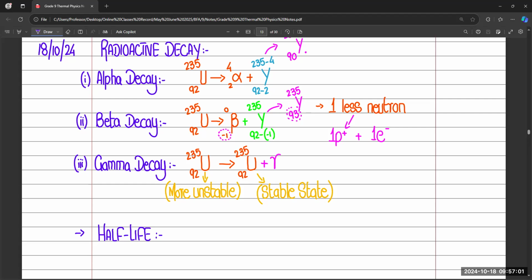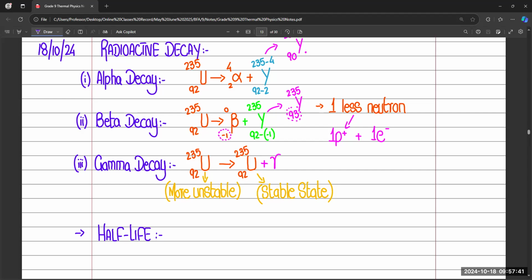The word half means definitely the half value, and life is about how long. For example, if we take uranium, which has 92 protons, and we want to check how long it will take to decrease this 92 number of protons into half, 46 for example, how long it will take to decrease the number of protons to half of its original value, that process is called half-life.